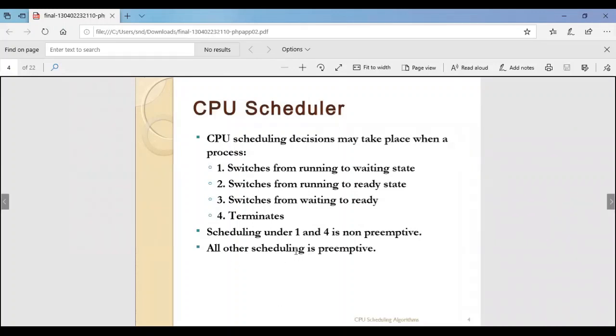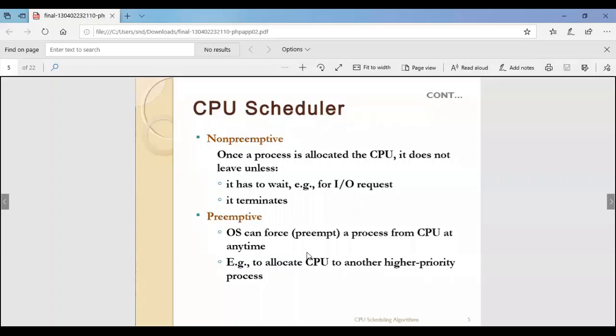The other scheduling is preemptive. Suppose a higher priority process comes or some interrupt occurs. At that time the currently running process is stopped, and that higher priority process is given the processor for execution. That is called preemptive. So these are the two types: non-preemptive and preemptive. A preemptive process can be stopped; a non-preemptive process cannot be stopped until it gets completed. These are the two types into which the algorithms are divided.